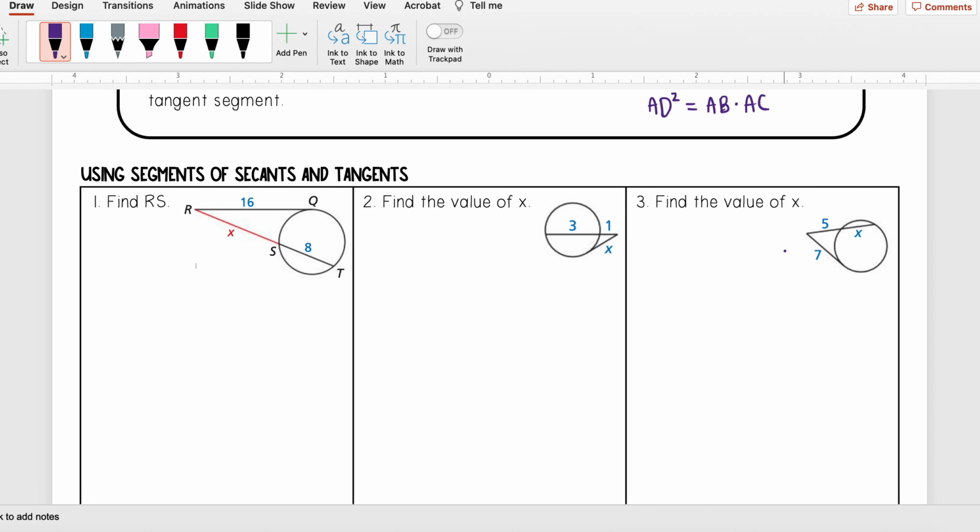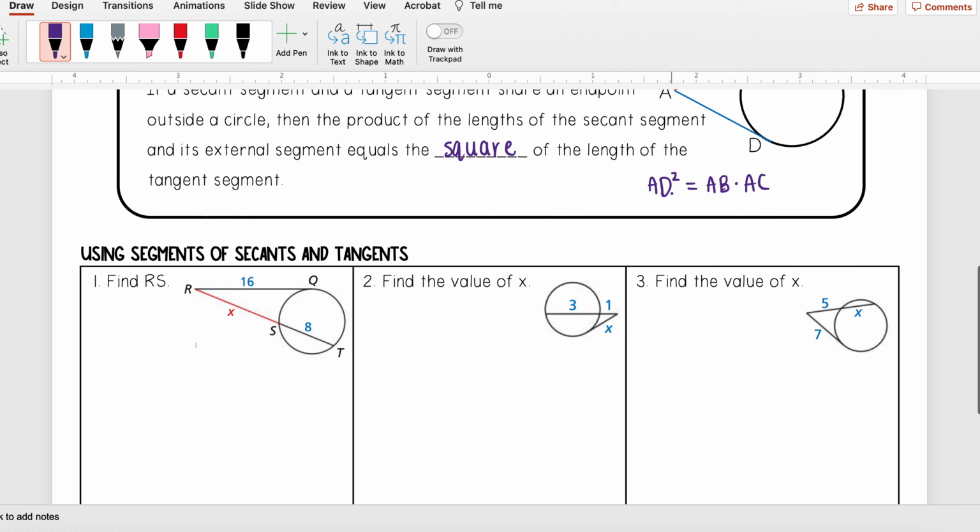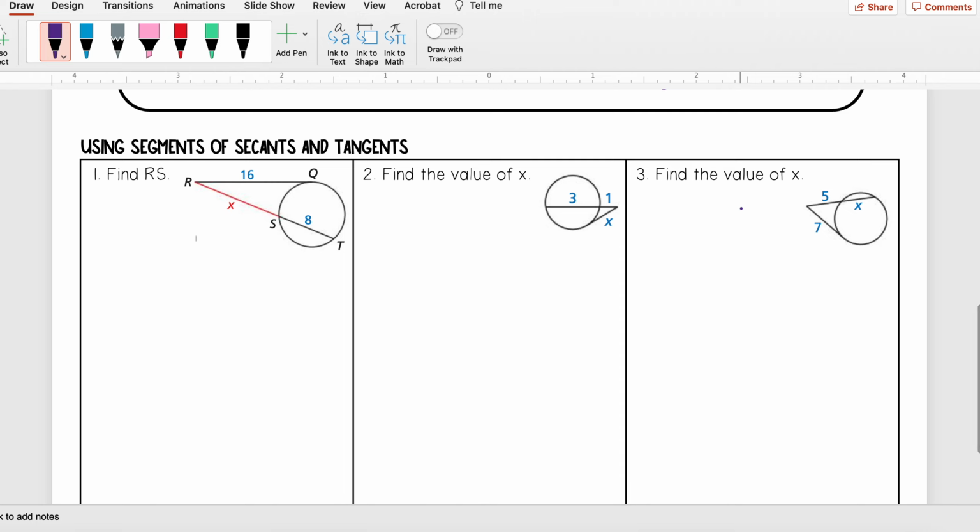So let's look at problem number 1. I want to find the length of RS, or in other words, I want to find the value of x. Now what this is telling us is that the tangent segment squared is equal to the external segment times the secant segment. Well, my tangent segment is RQ, so that means I'm going to have RQ squared is equal to my external segment, which is RS, times my secant segment, which is this entire segment here, which is RT.